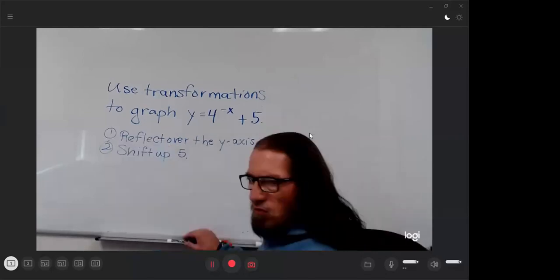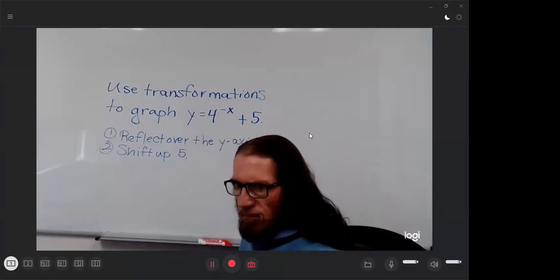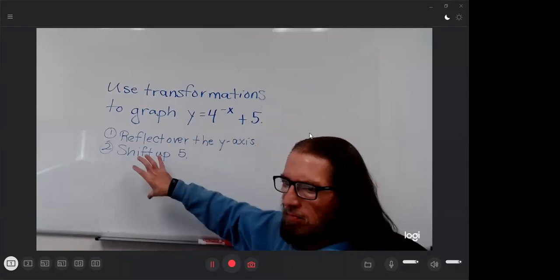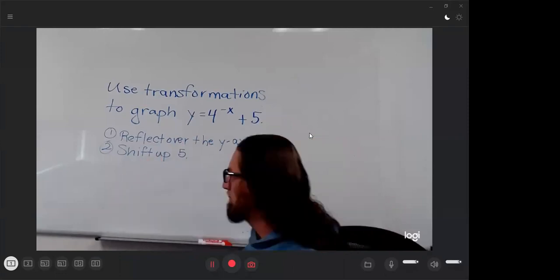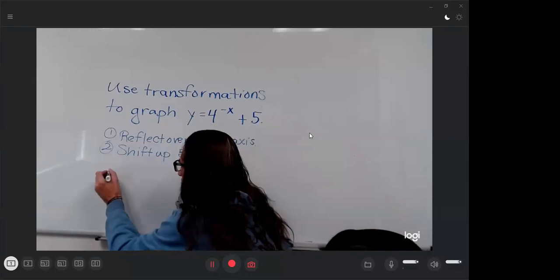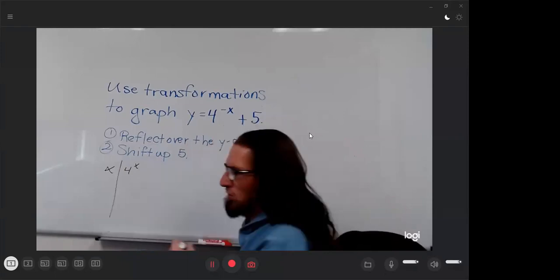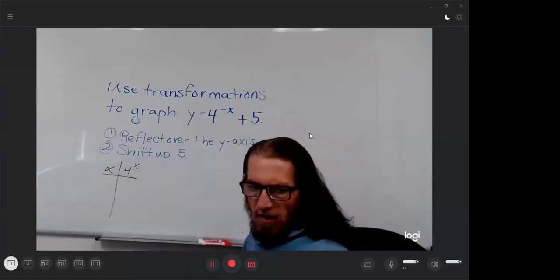Now, before doing the question online, I would look at this and identify in the proper order what transformations take place. Then I think about the graph of no transformations. What if we had to graph y equals 4 to the x?